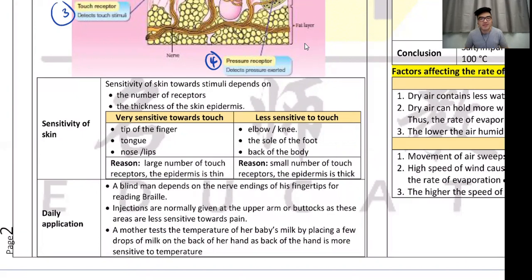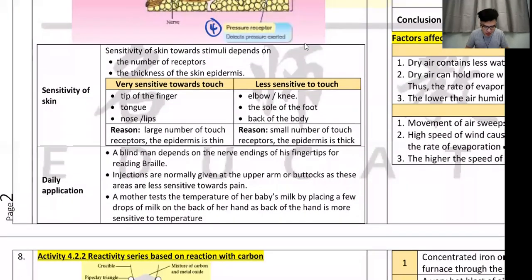It is not gay. Anyway, so what is very sensitive to your touch? What has a lot of receptors and very thin skin? The tip of your finger, your tongue, your nose and your lips. These are really sensitive places. That's why sometimes you feel a cut on your lips, or sometimes you peel your skin because of dry lips. Oh my God, it feels so painful. Whereas where it's not sensitive, your elbow and your knee, when you kneel down, you don't really feel any pain.